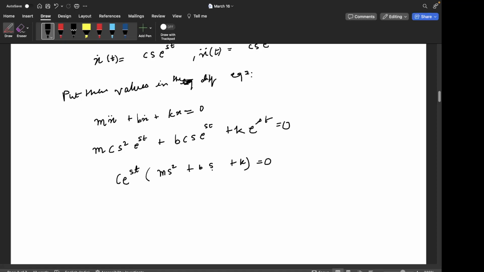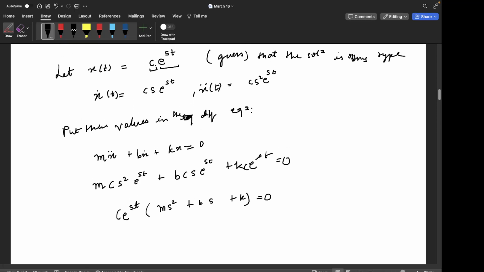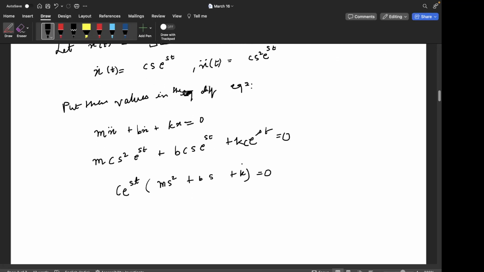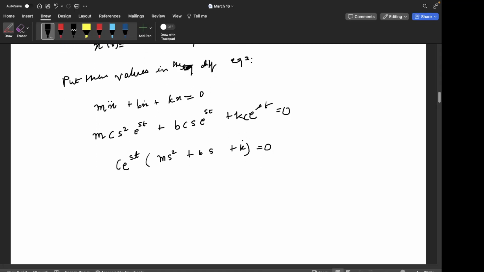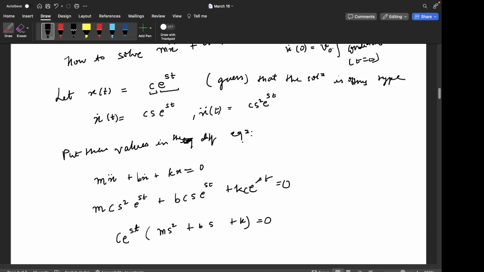Now if c is 0, then there is no need to find a solution. Like, for st is common, sir. Okay, I missed the c in this one because x I have defined as c times e to the power st, right? So I missed a c in the last term. So that's how c is also common. So now if c is set to be 0, then the solution is very trivial. Then the solution is 0 and we are not interested in a 0 solution, right? We need to find the non-zero response of the system.